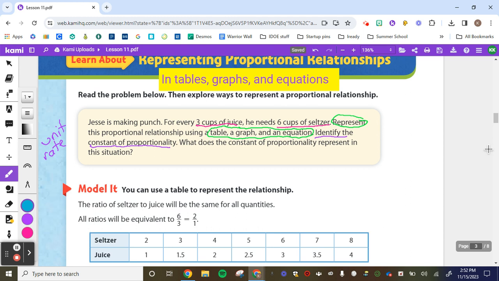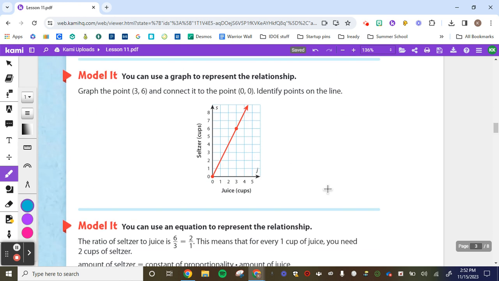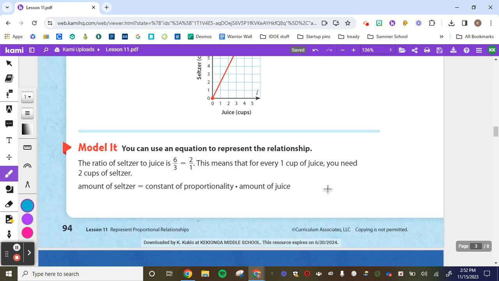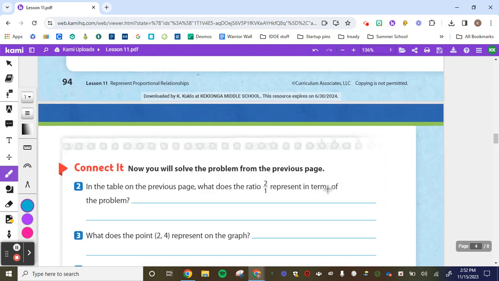And then it says, what does the constant of proportionality represent in this situation? So in this story, what do those numbers mean? That's what it's asking you. So they already have the table, the graph, and the equation. We will come back to those as we answer our questions.